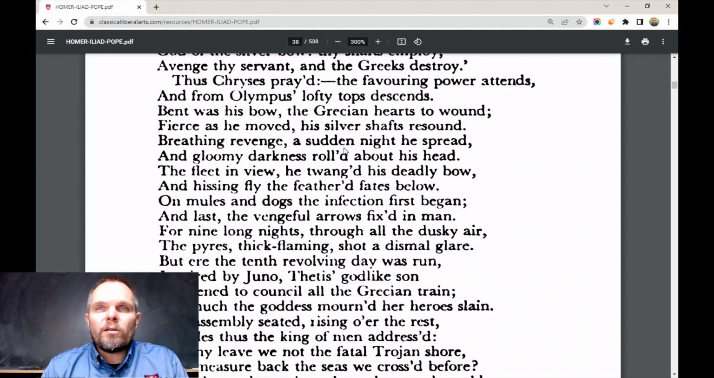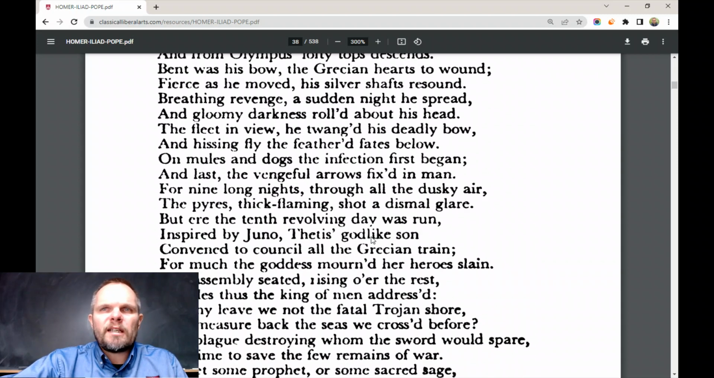For 9 long nights through all the dusky air, the pyres, that is the funeral fires that were burned to burn the dead bodies that had died of the plague, thick flaming, shot a dismal glare. So for 9 days this plague just destroyed the Greek army and killed heaps and heaps of soldiers, and they were burning the bodies to try and fight this plague as it filled the fleet of the Greek soldiers.